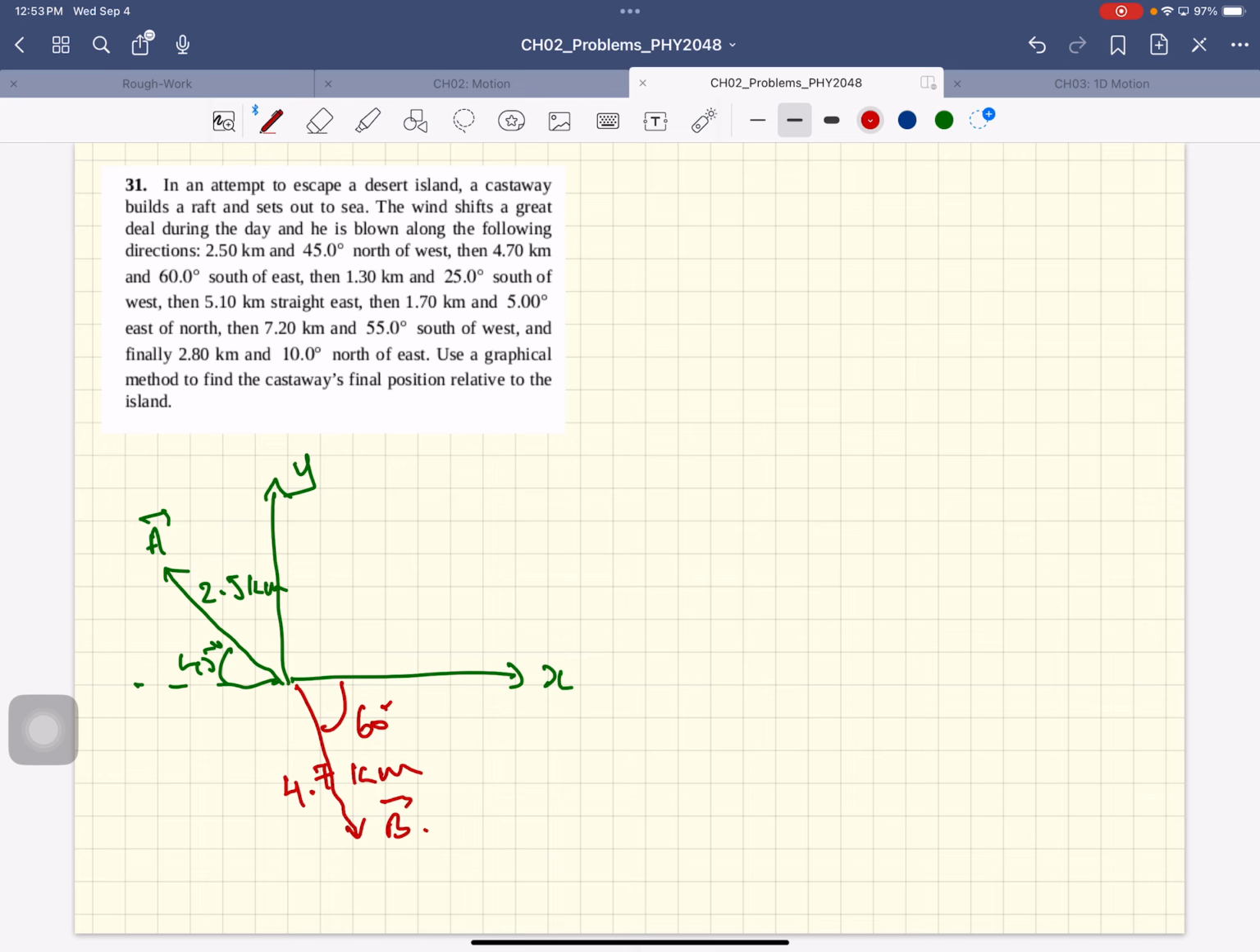Do you guys understand that? Do you want me to do that, or you guys are good? All right. So actually what I'm going to do is, south of east, then 1.3 kilometers and 25 degrees south of west.